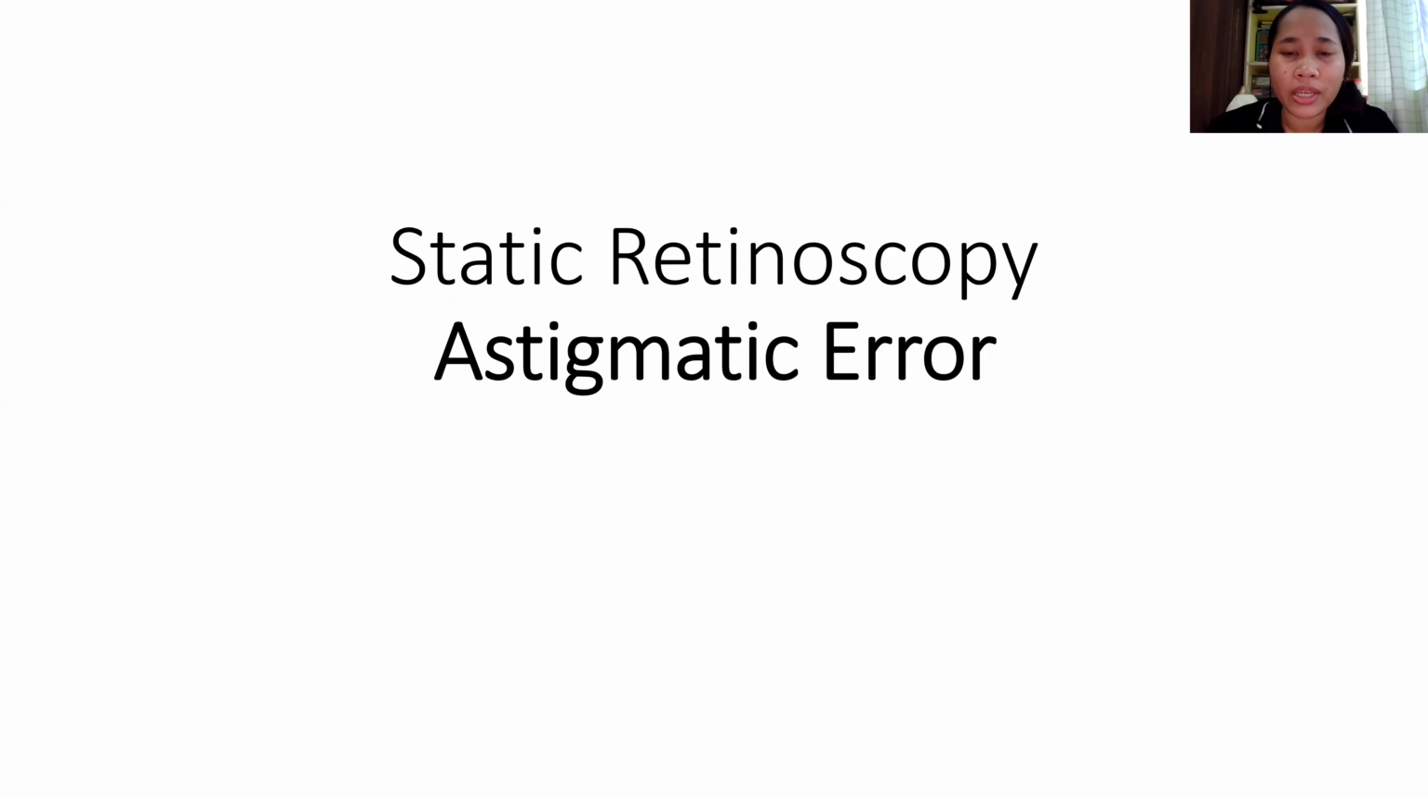I just want to make a short discussion on static retinoscopy in astigmatic error. So it is the same process as with the spherical error. It's just that it has a different IRM or different GNL in every meridian. That is for the astigmatic error.